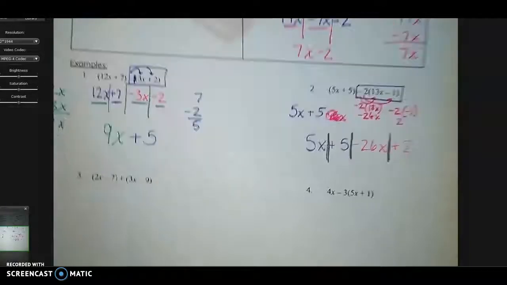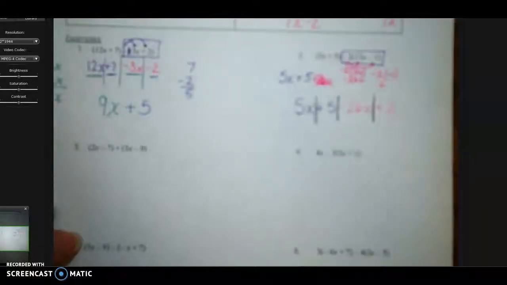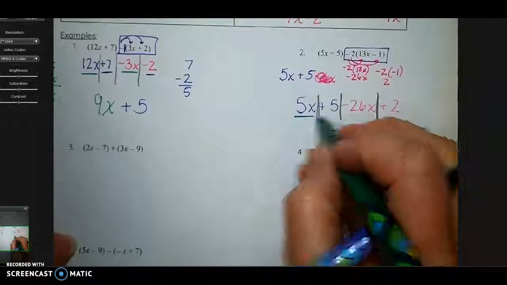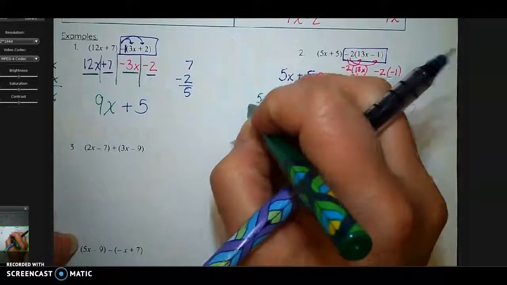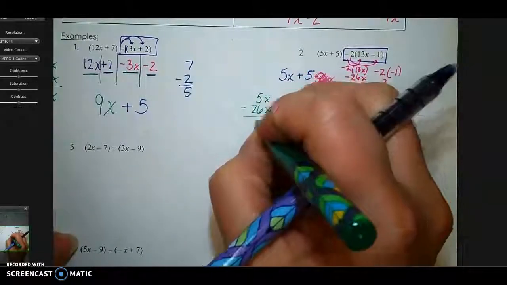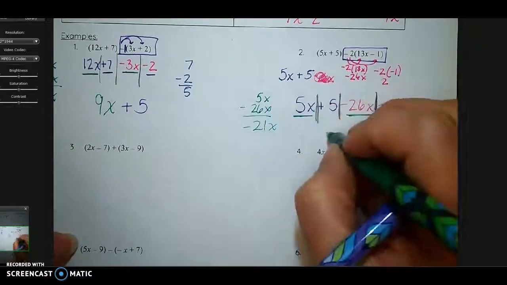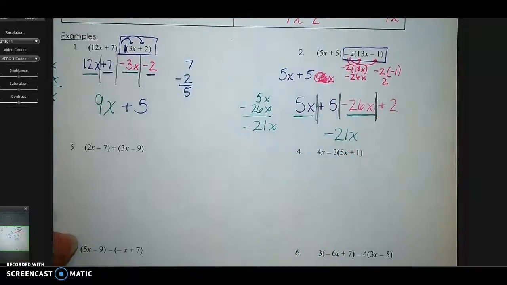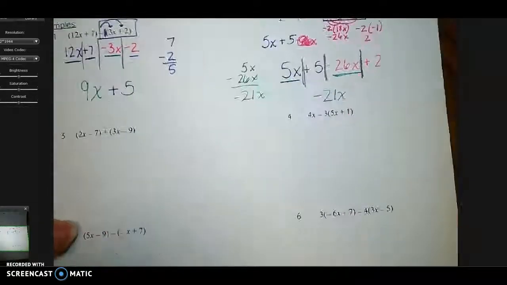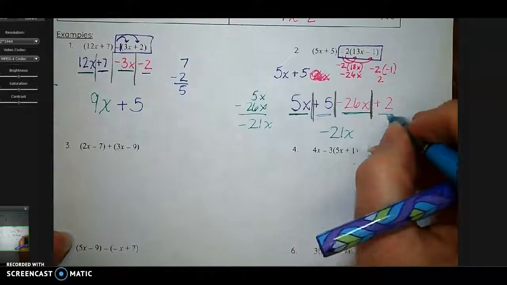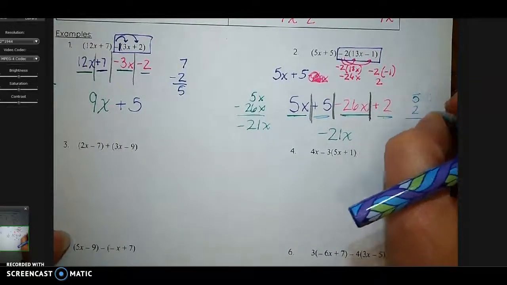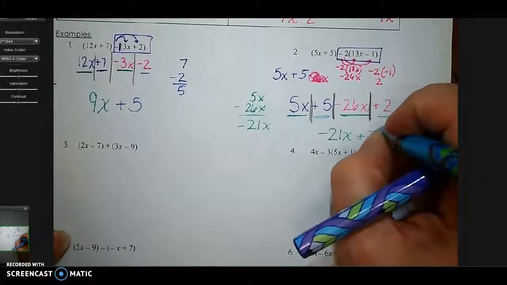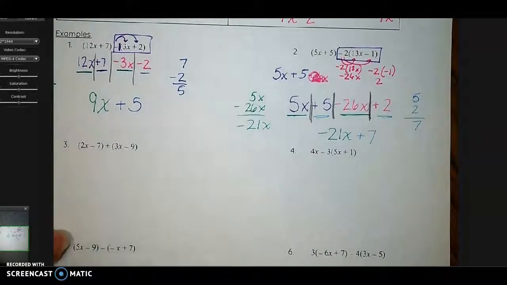So like terms that we have here, we have a 5x and a negative 26x. Well, 5x and negative 26x is going to give me negative 21x. And then we have a positive 5 and a positive 2. So when I combine those like terms, I get 7, and it's a positive 7. And there's our answer to that one.